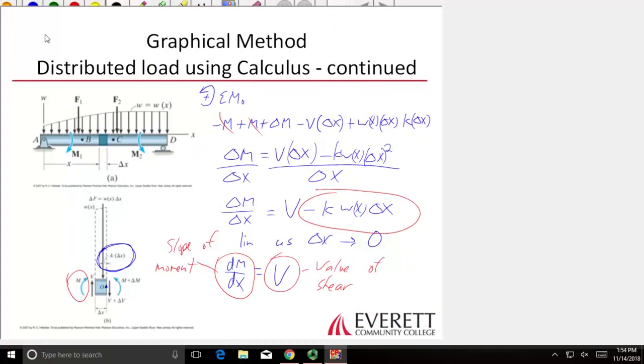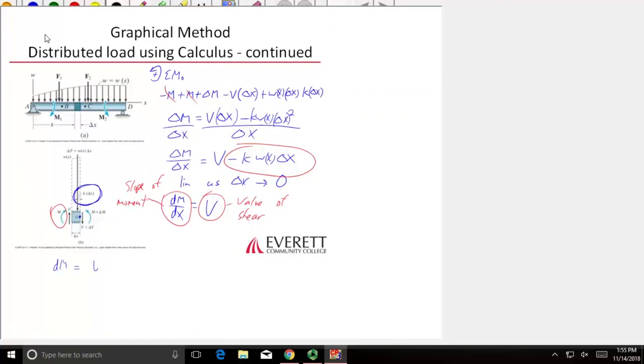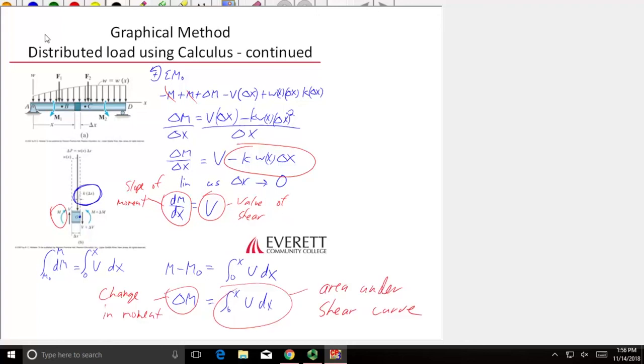Same exact path here. dM equals shear dx. Integrate both sides. This is from initial moment to final. This is from 0 to x. So we get M minus M naught equals the integral from 0 to x of shear dx. The only difference here is there's no negative sign. Once we have the shear, there isn't a change in sign between the shear and the moment. There is between loading and moment just because the arrow is pointing downwards. And that means the change in moment is equal to the area under the shear curve. Okay, 4 relationships so far. Any questions about those? All right, 2 more.